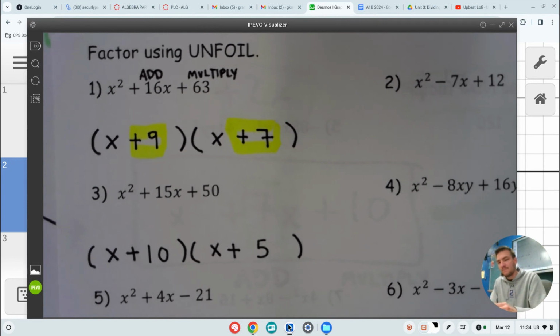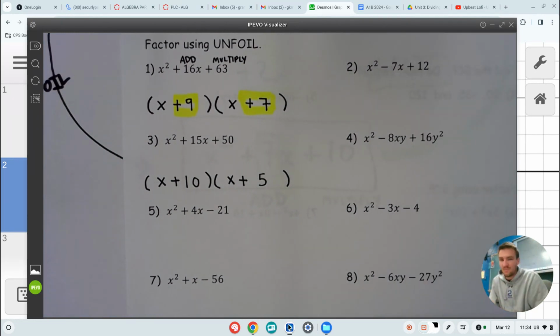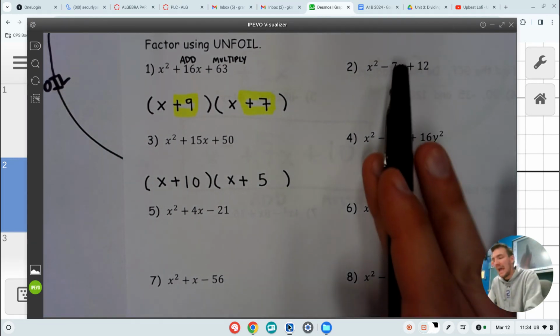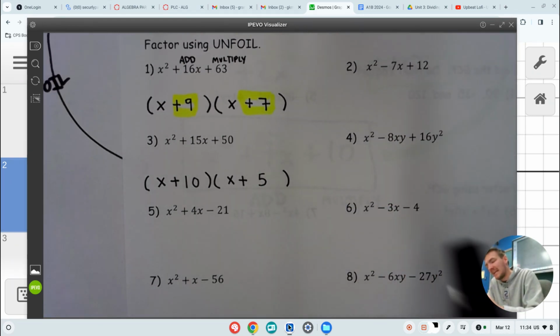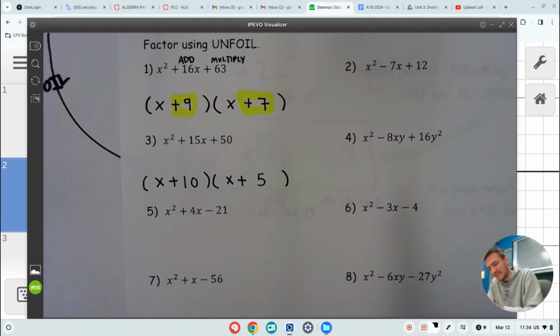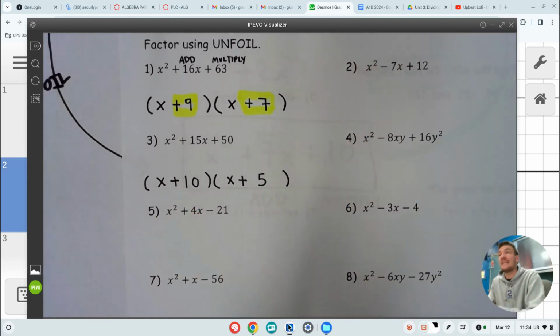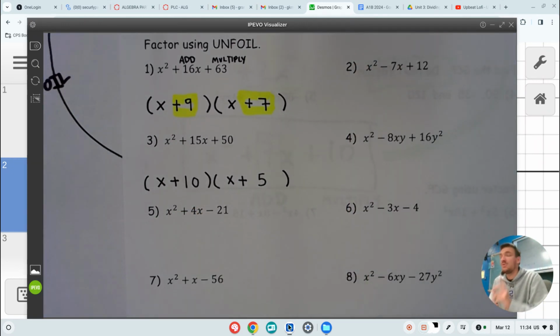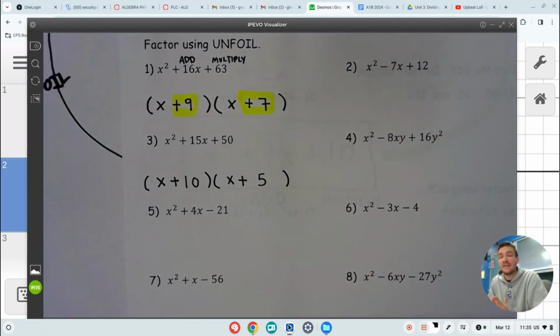Now, if we look at the rest of this, and here's where I really would like you to pay attention a little bit more. Every single one of these has negatives now. Negative 7, negative 8, negative 3, negative 4, negative 21, negative 56, negative 27. All of these other 6 have negatives, and the negatives make things a lot harder because you have to keep track in your mind of two numbers that add and subtract to make, and it gets very hard to do in your head. And so here is the secret.